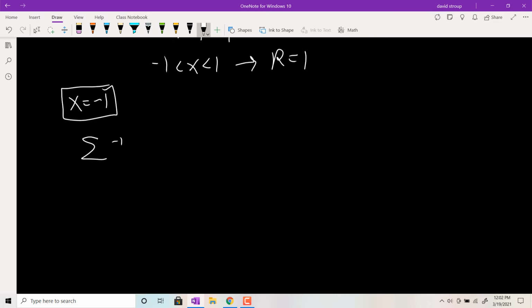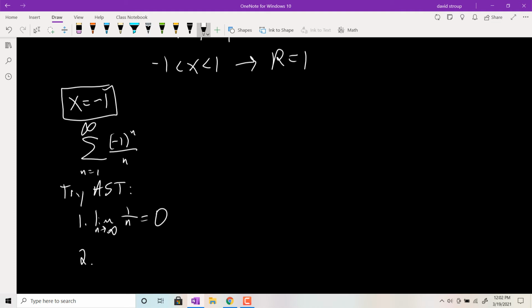So I have the series (-1) to the n all over n from n equals 1 to infinity. This is an alternating series, so try the alternating series test. First, you take the limit of the a sub n portion of the terms of the series. The limit of 1 over n as n goes to infinity is just going to be 0. So far, so good. Then I need to show it's decreasing.